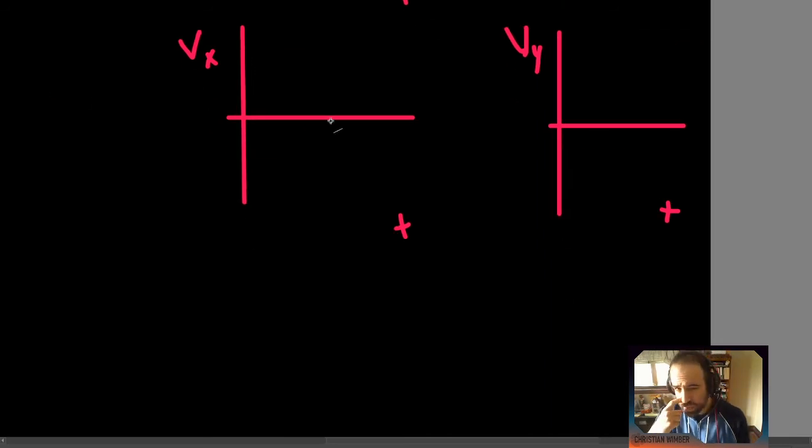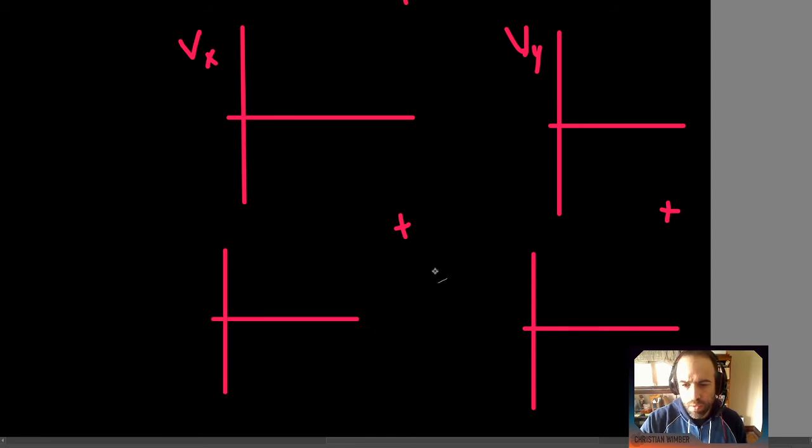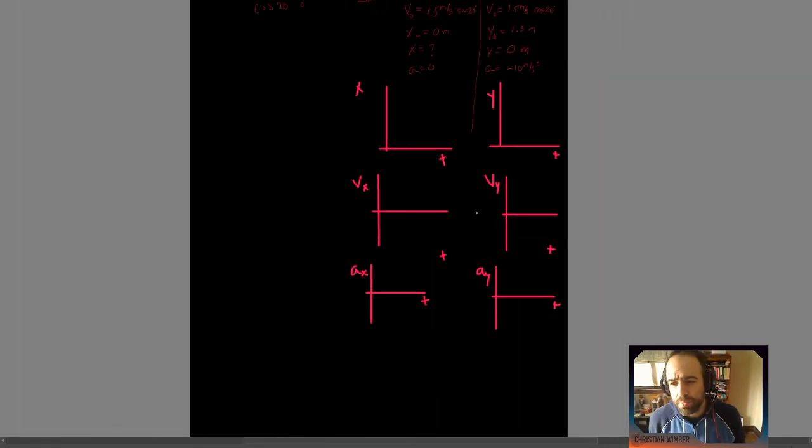And an acceleration versus time graph. Well, look, I'll draw one for you, but it's going to be really boring for both of them. So the horizontal acceleration and the vertical acceleration. All right, these are graphs I would expect you to be able to make. So let's go ahead and start sketching this out.